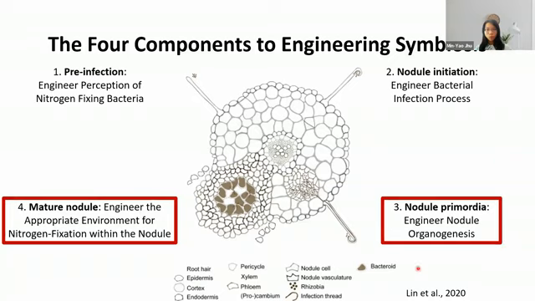The third step focuses on nodule primordium formation, which is where we start engineering the nodule organogenesis process. The fourth is the mature nodule phase. You will not only need to form the nodule structure; the cells and different tissue types inside the nodule also need to differentiate appropriately to create an environment for the nitrogen-fixing bacteria.